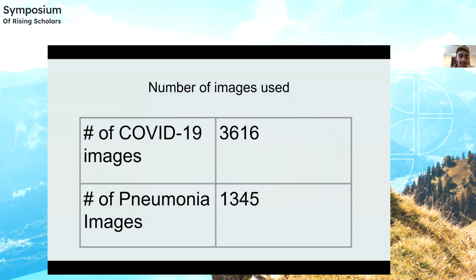Now, these are the number of images that I used. For COVID-19, I used 3,616 images, and I used 1,345 images for pneumonia. But for this experiment, we need to have the exact same number of images. So I used a method called data augmentation to help increase the number of pneumonia images.